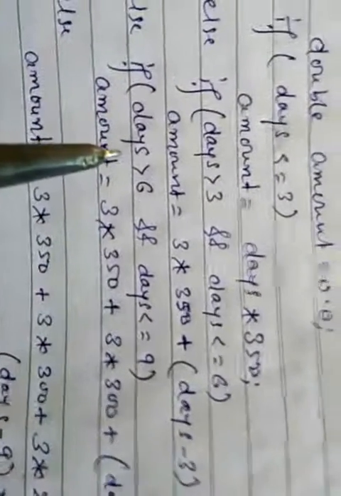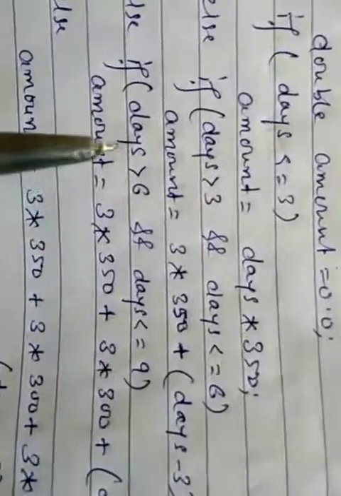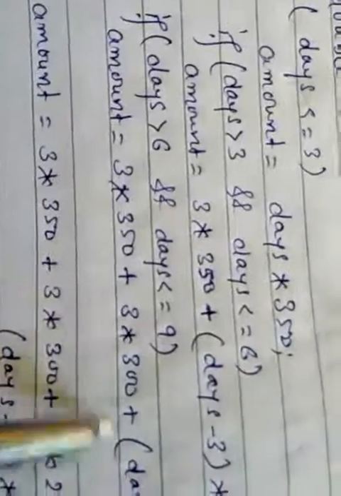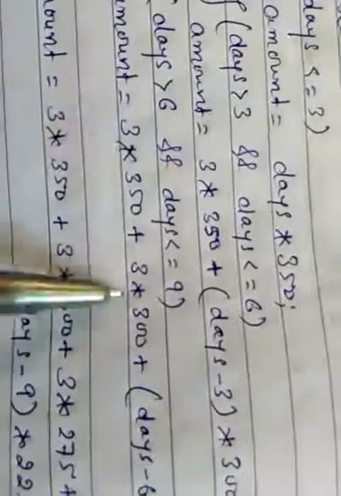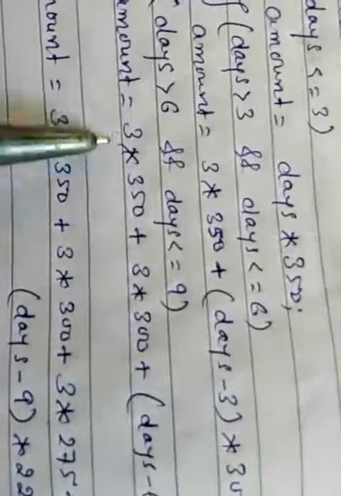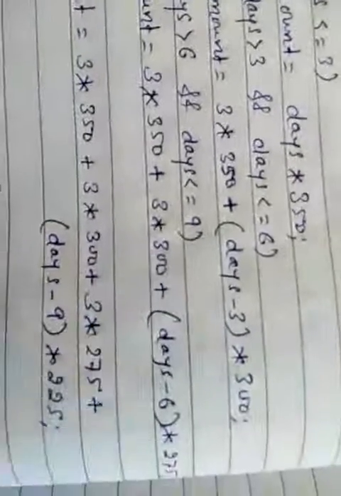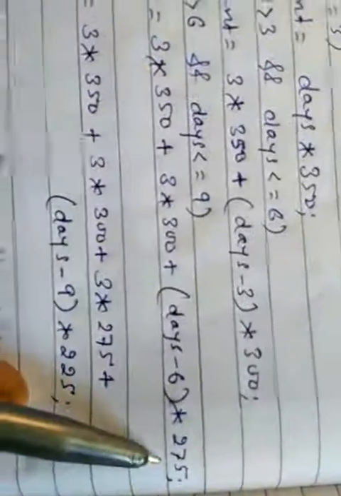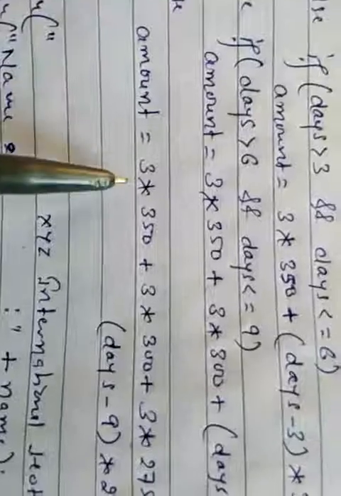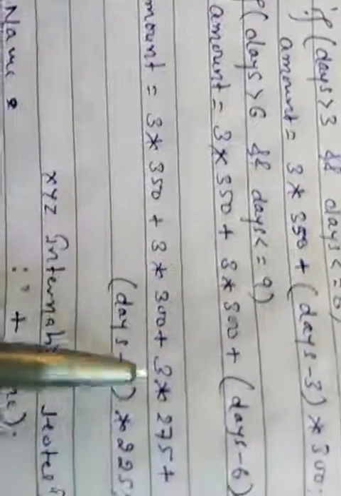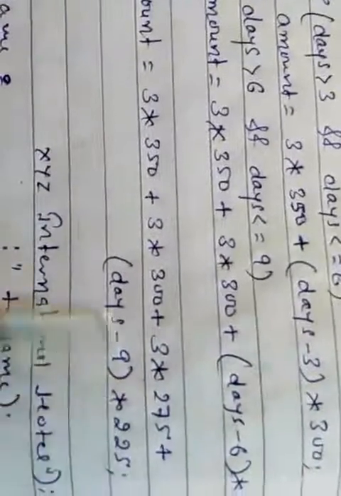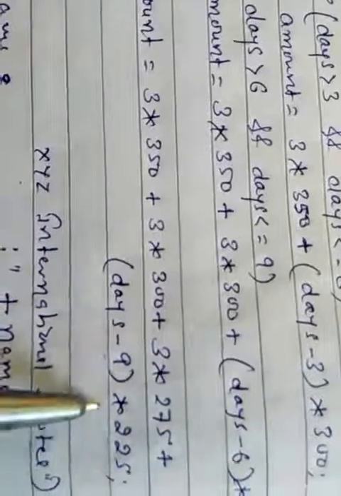And the third condition is the next 3 days, so this will go till 9: days is greater than 6 and days is less than or equal to 9. So the amount will be the first range 3 into 350, and the second range 3 into 300, plus (days minus 6), because we have already calculated the 3 plus 3 days, so (days minus 6) into the value of the third range, that is 275. And for above 9 days, the amount will be 3 into 350 plus 3 into 300 plus 3 into 275 plus (days minus 9) into 225.